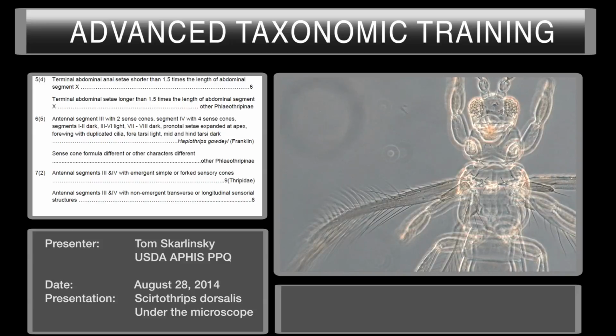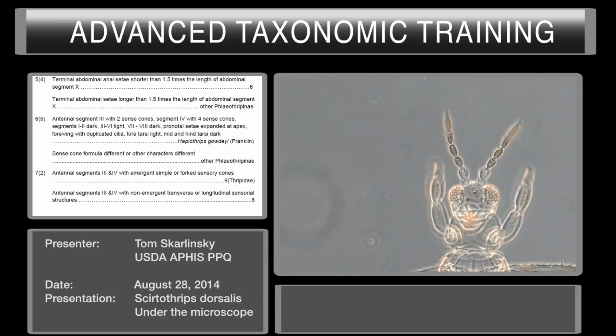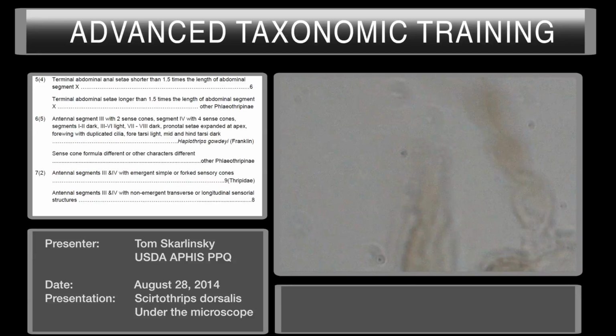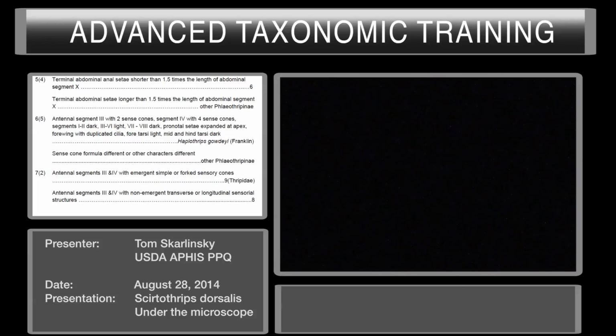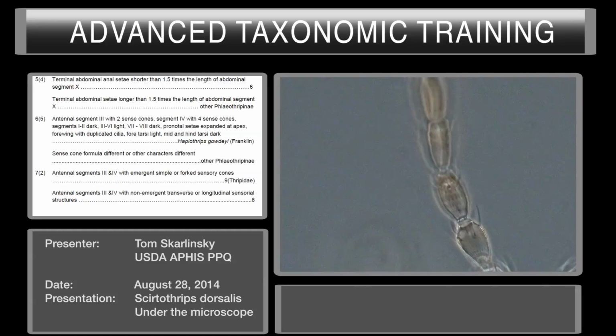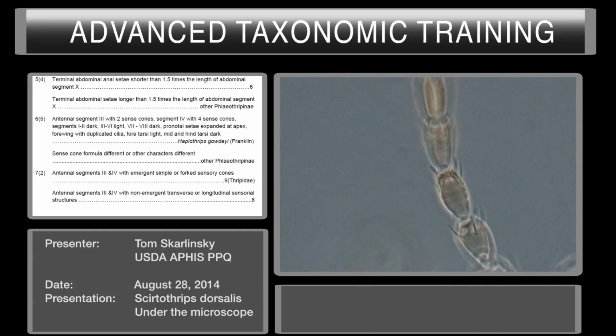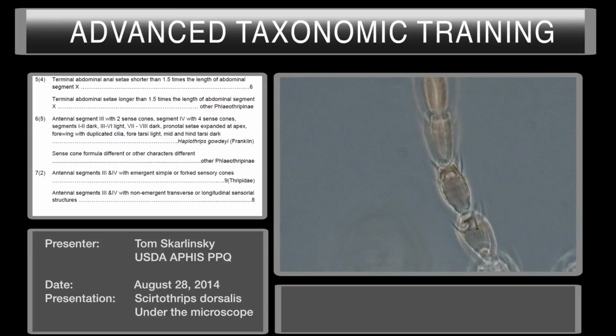Antennal segments, are they simple, emergent simple, or emergent forked? Or the opposing couplet, are they actually part of the antennal segment itself, as if incorporated? And, well, they look like they're emergent, meaning that they're not actually incorporated into the antennal segment. So you can see that it's emergent.